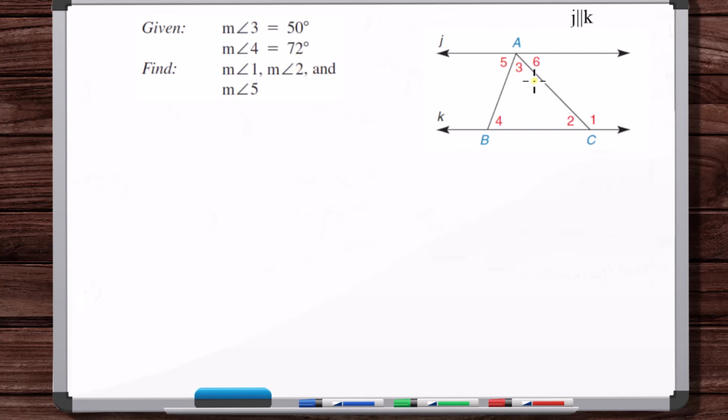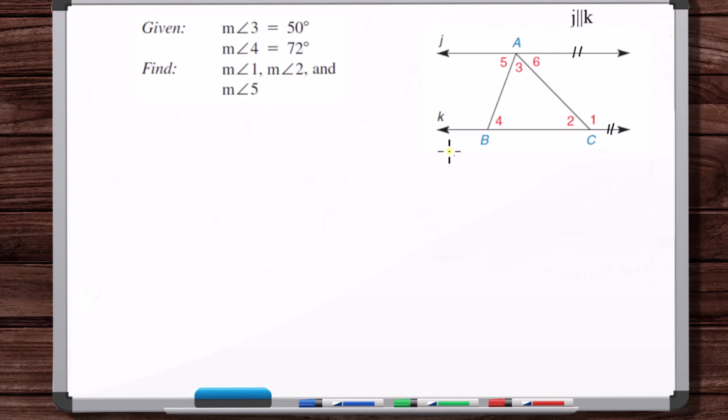Okay, so we have this figure here, this triangle, and a line representing one side of the triangle and another line that goes through a vertex here. And they're saying that this line is parallel to this line. So these two are parallel. Okay. So with that, given that the measure of angle 3 is 50 degrees and the measure of angle 4 is 72 degrees, find the measure of angle 1, the measure of angle 2, and the measure of angle 5.